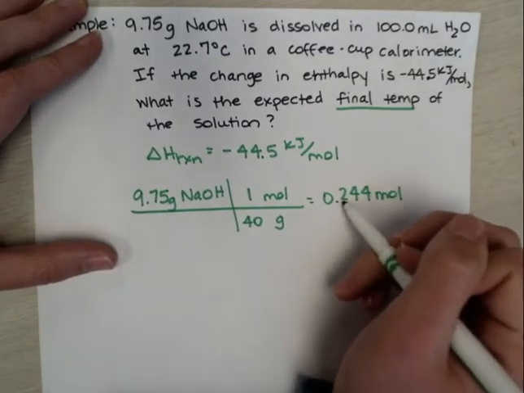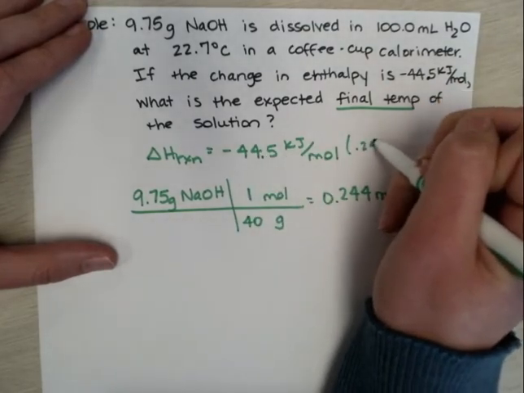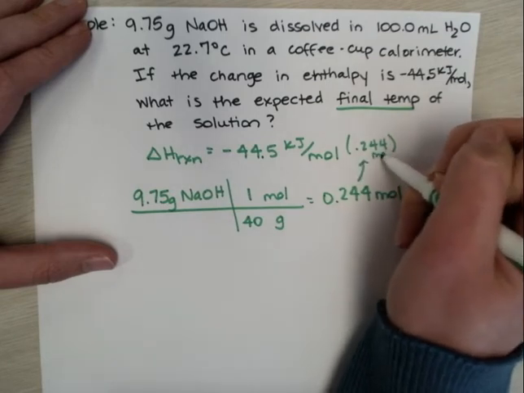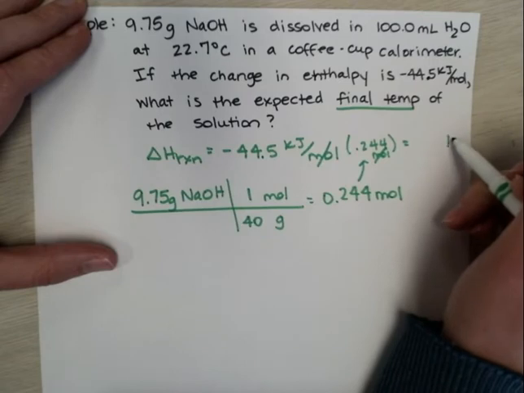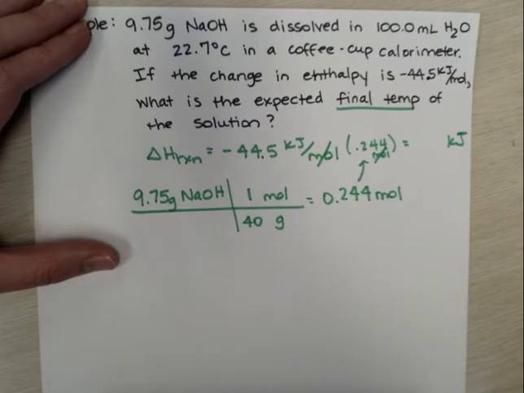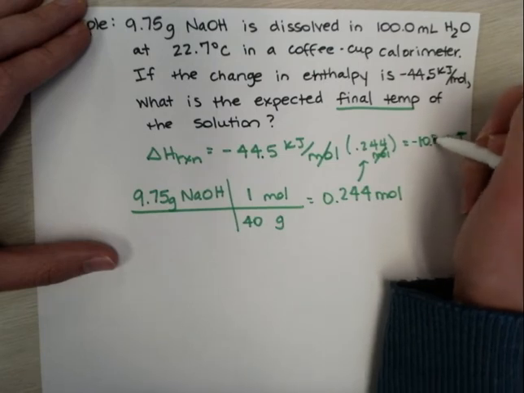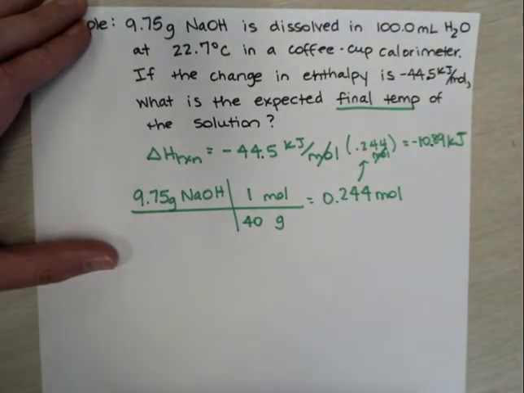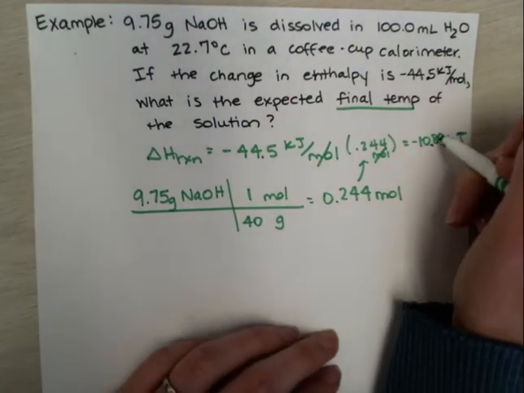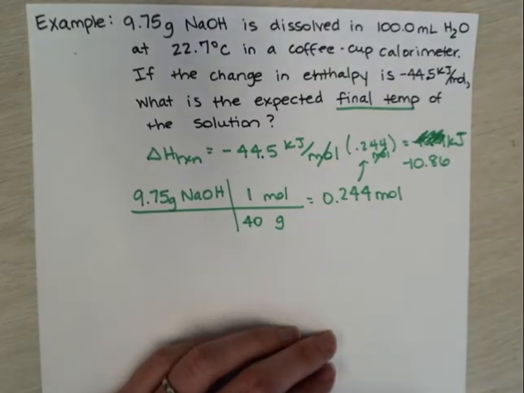So if I know that I only have 0.2 moles, but I know every mole would give me this much heat, I'm going to multiply those together so that the moles cancel, and I'll be left with kilojoules. So 0.244 times my negative 44.5 is negative 10.89 kilojoules. Not 89, 86. I ran out of space. Negative 10.86 kilojoules.